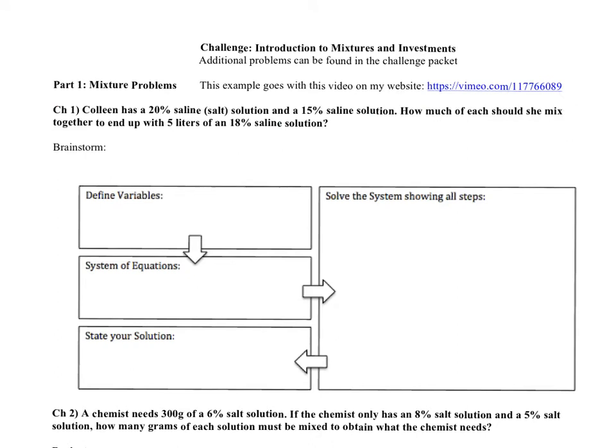Example, Colleen has a 20% saline or salt solution and a 15% saline solution. How much of each should she mix together to end up with 5 liters of an 18% saline solution?